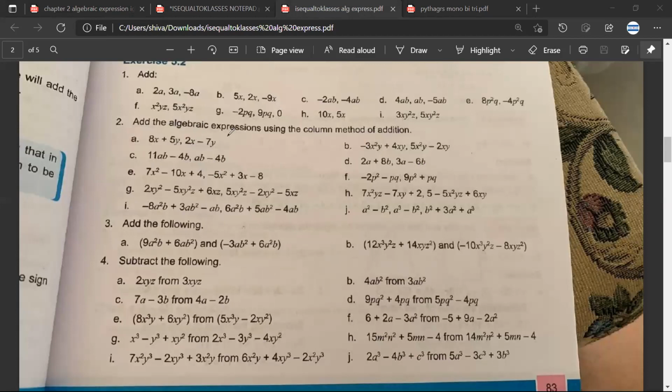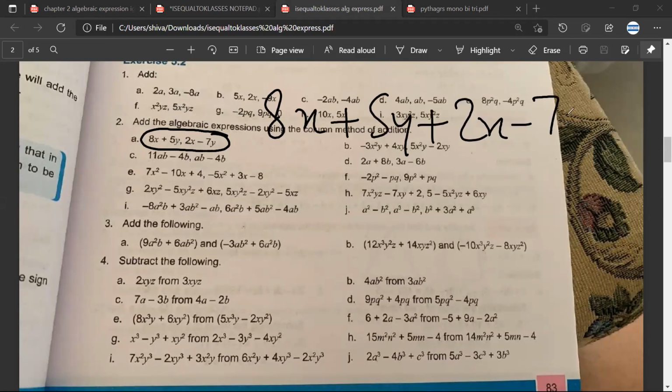Look at these examples: 8x plus 5y and 2x minus 7y. What is being asked is to add these two terms. When I have to add these two terms, it is 8x plus 5y plus 2x minus 7y. Mr. Arman, which are the two terms I can add? You can add 8 and 2. Shabash. Or you can subtract 5 and 7.